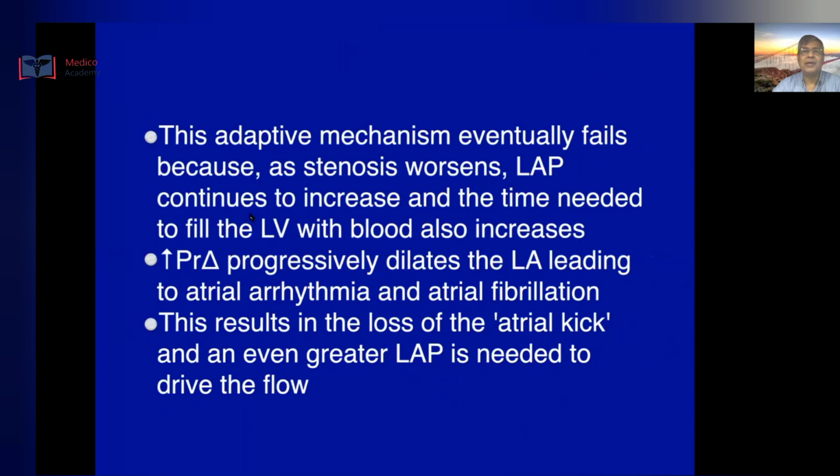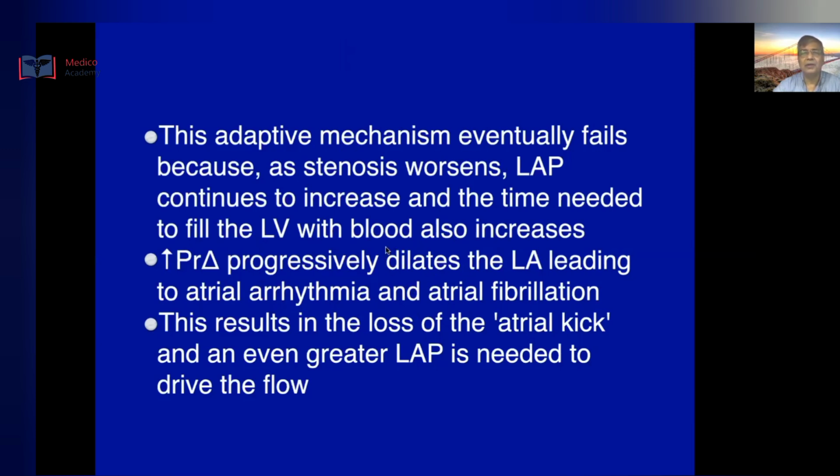This adaptive mechanism eventually fails because as the stenosis worsens, the left atrial pressure continues to increase tremendously, and the time needed to fill the LV with blood also increases. Because of this, blood tends to pool more and more into the left atrium, and this increases the pressure gradient between the LA and the LV, leading to dilatation of the left atrium.